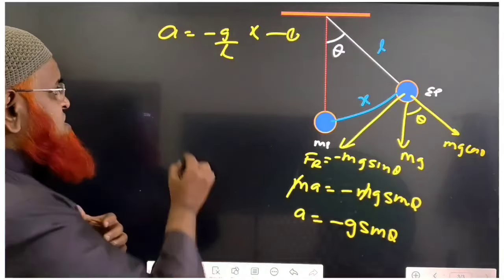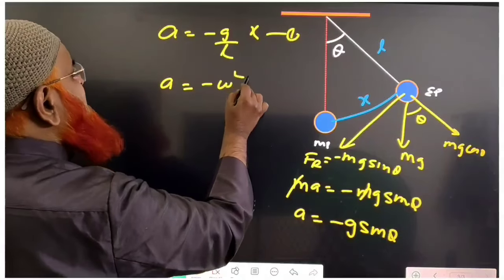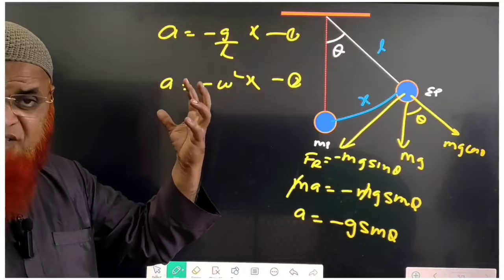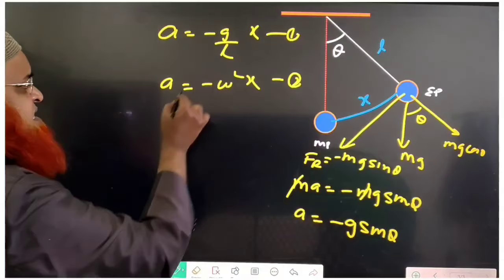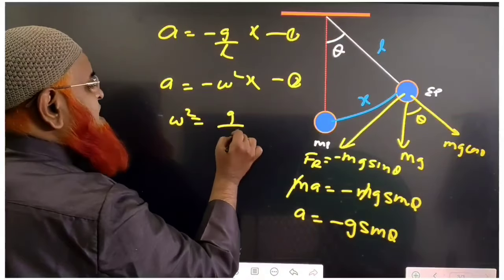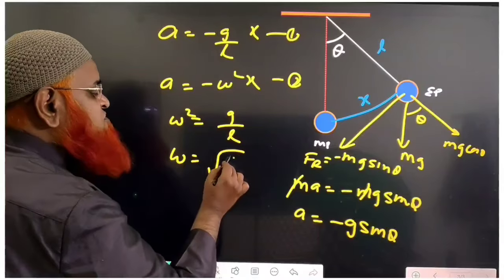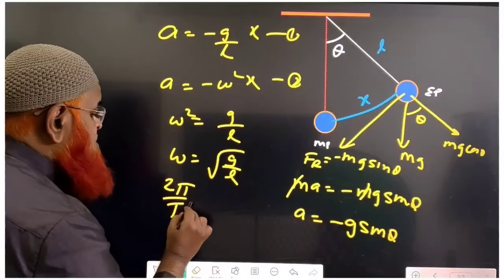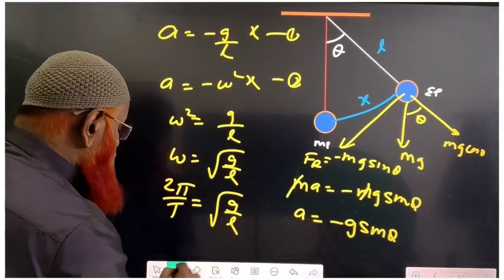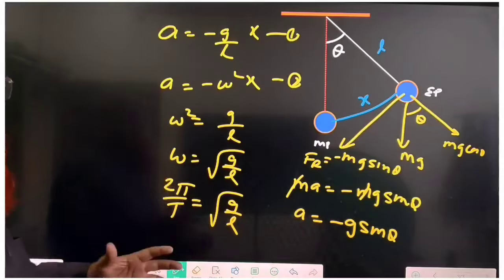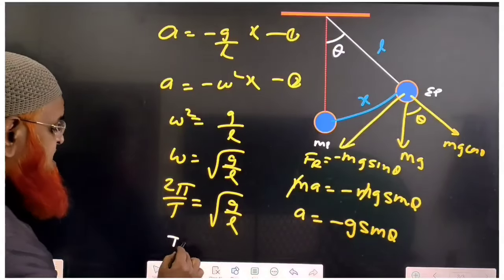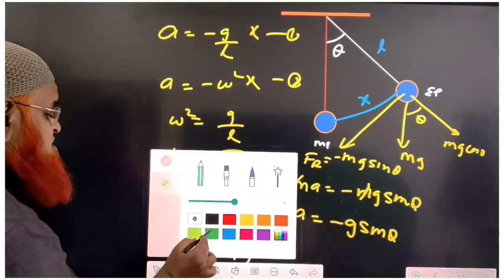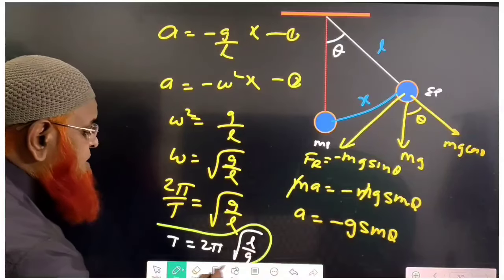You know the general equation: acceleration is equal to minus omega square into x. This is equation number 2. Compare these two equations and write a simple formula. That is, omega square is equal to g by L, and omega is equal to root of g by L. And you know omega is nothing but 2 pi by capital T, which is equal to root of g by L. Make the reciprocal and do the cross product. Then we get T equal to 2 pi root of L by g, and this is the time period of a simple pendulum.